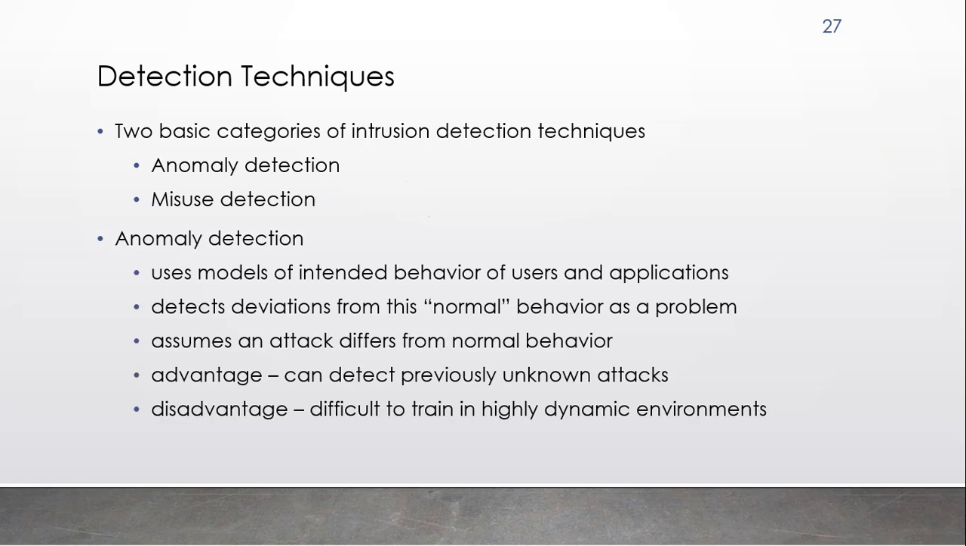With anomaly detection, the system uses models of intended behavior of the users and applications. It detects deviations from this normal behavior, interpreting them as a problem. It assumes an attack differs from this normal behavior. The advantage of this approach is that it can detect previously unknown attacks, something novel. The disadvantage of this approach is that it is difficult to train in highly dynamic environments.